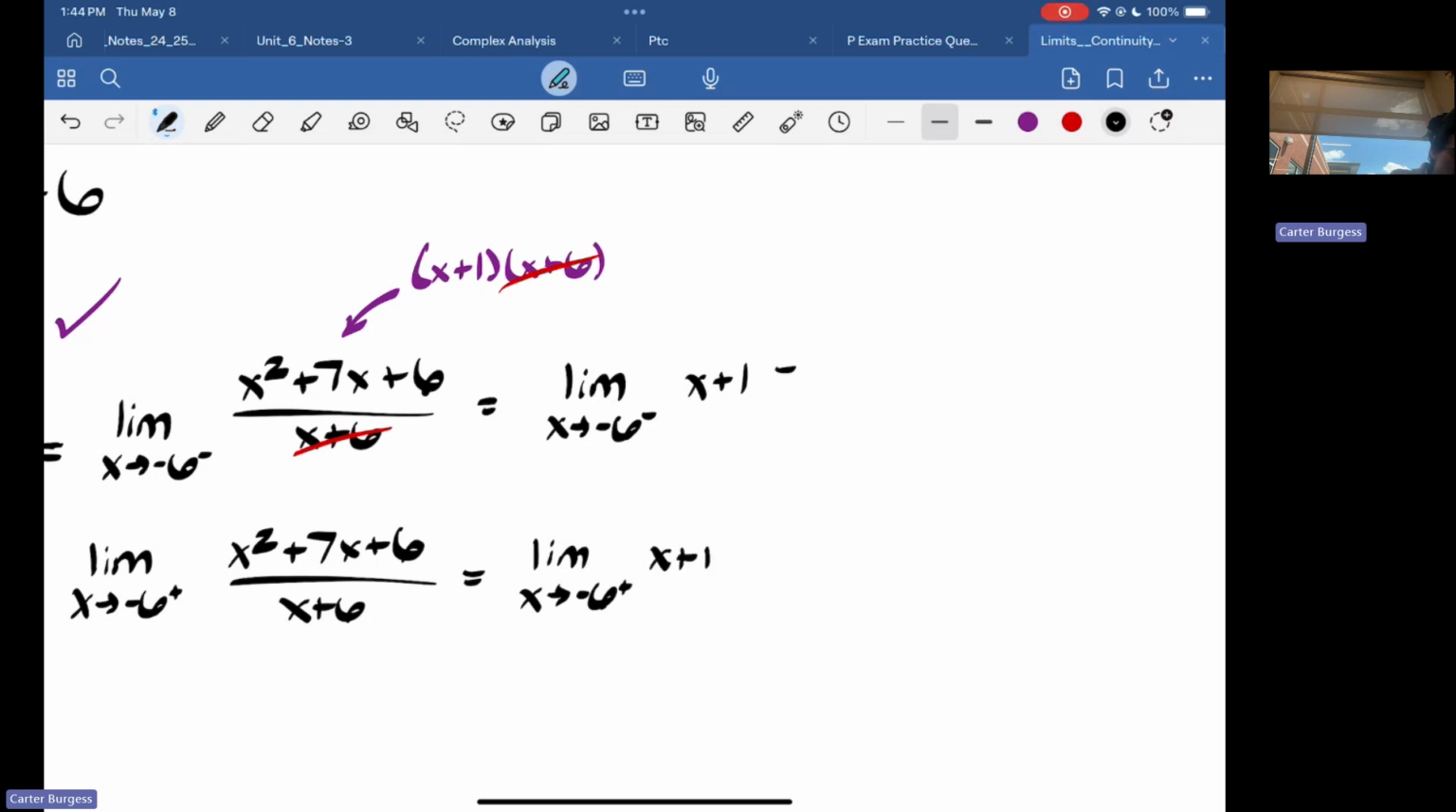And do I have any more domain issues here? No, I do not. So what happens after direct substitution? -5 and -5. So does my limit exist? Yes, it does. We might say something along the lines of the limit as x approaches -6 of f of x is equal to -5.